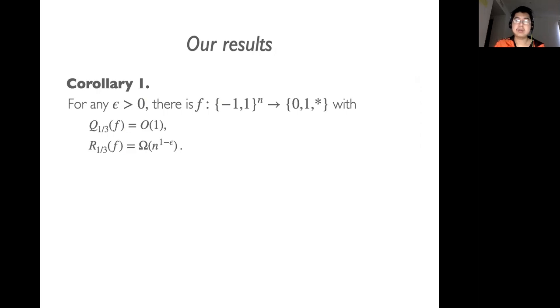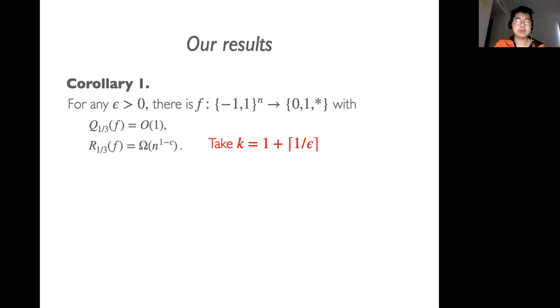We can also choose different k to exhibit different kinds of separations. For example, we can take k to be a large constant. Then we get the constant versus n to the 1 minus epsilon separation of quantum and randomized query complexity for an arbitrarily small positive constant epsilon.